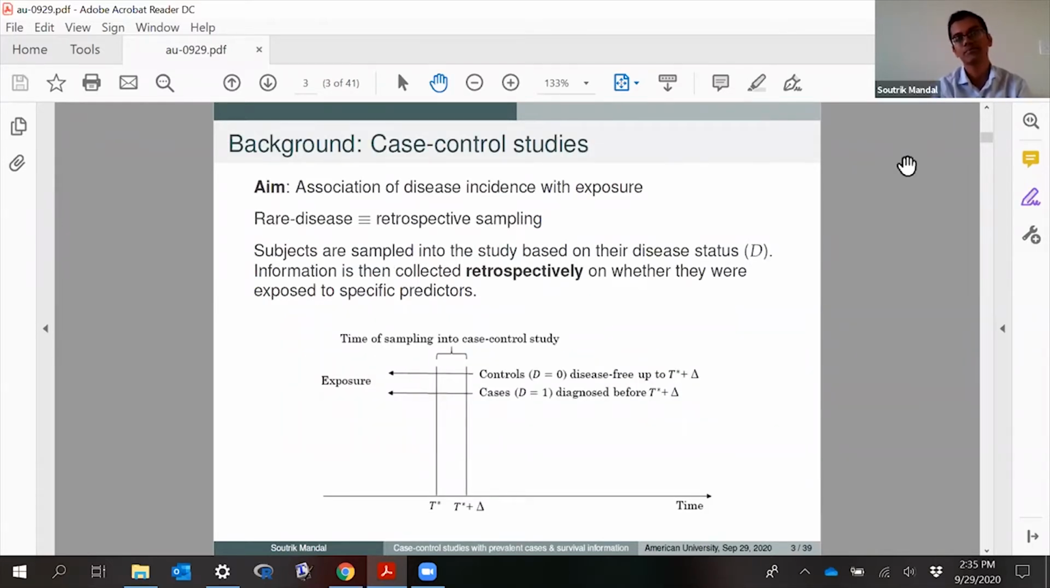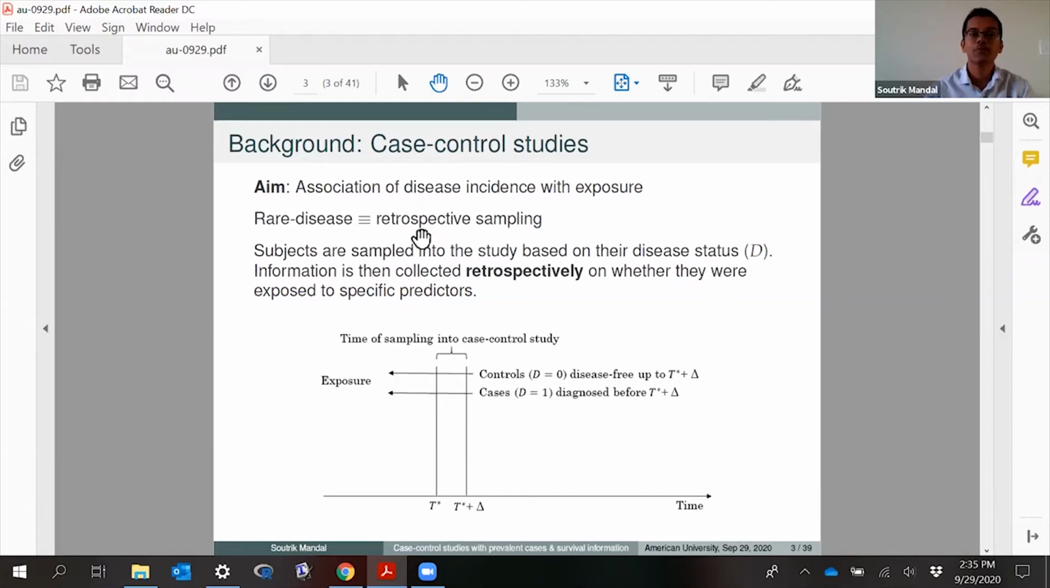So let's start with a brief introduction to case control studies. The aim here is to study the association of disease incidence with exposure. So ideally, you will start with a cohort of exposed and non-exposed subjects. You will follow them up and see how many in each group develop the disease. But that is not always feasible because of time constraints and cost constraints. And it is particularly difficult for rare disease scenarios.